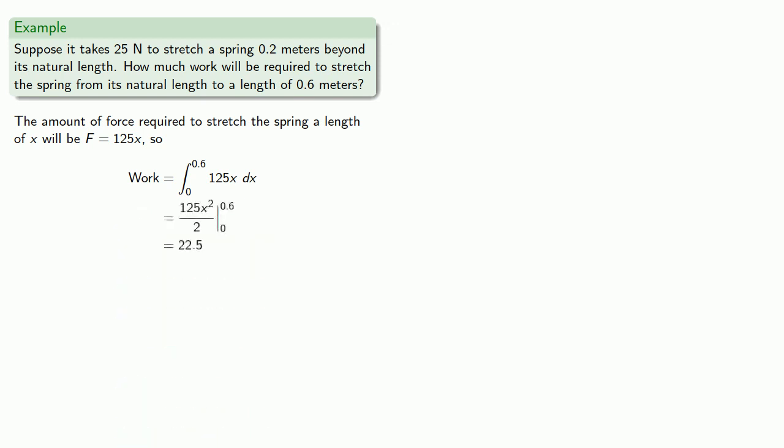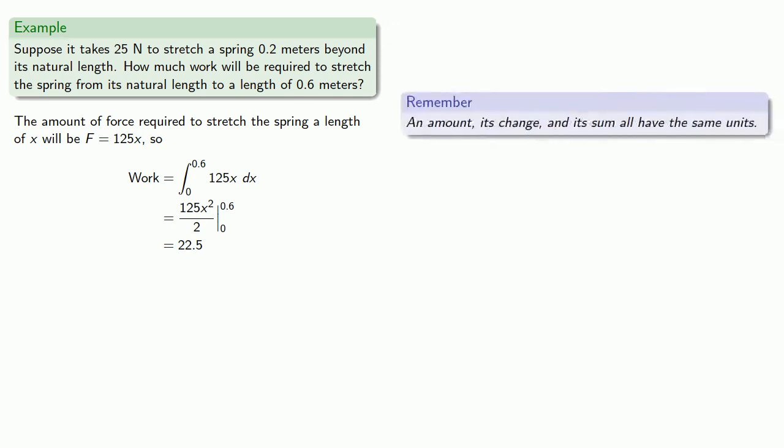And let's check out our units. So remember, an amount, its change, and its sum all have the same units. So notice that our units will be newtons, because that's our measure of force, times meters, because that is our measure of x. And so we'll be summing up newton meters, which means that our value will be in newton meters. And since a newton meter is a measure of work, then this looks like it could be our answer.